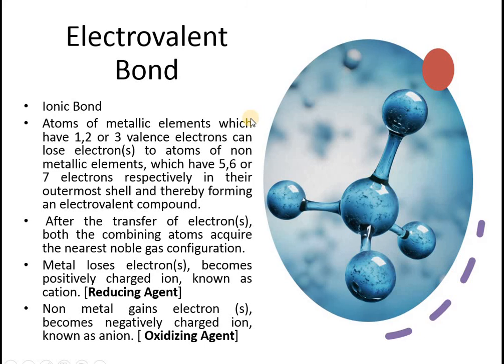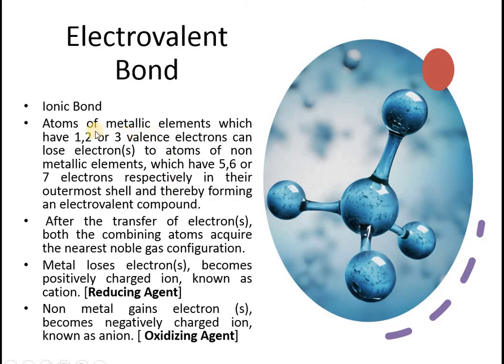What is an electrovalent bond? The other name is ionic bond. Atoms of metallic elements that have 1, 2 or 3 valence electrons can lose electrons to atoms of non-metallic elements which have 5, 6 or 7 electrons respectively in their outermost shell, and thereby form an electrovalent compound.